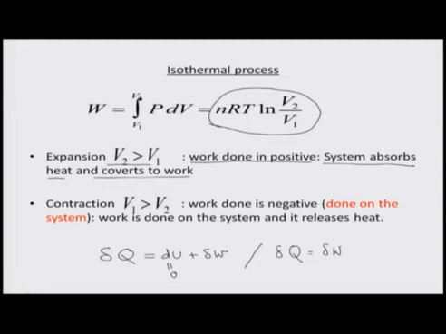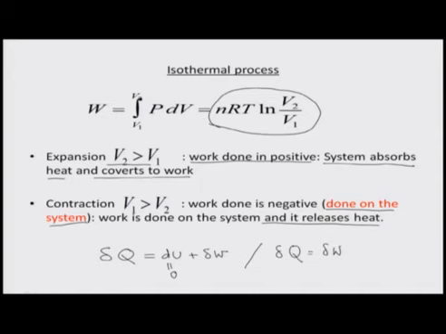Now, if I think of contraction, what do we mean by contraction? Contraction is V1 is greater than V2, work done is negative, that means I am doing work on the system. Okay? Work is done on the system. So, delta Q is negative, delta W is negative and the system releases heat. It does not absorb heat.